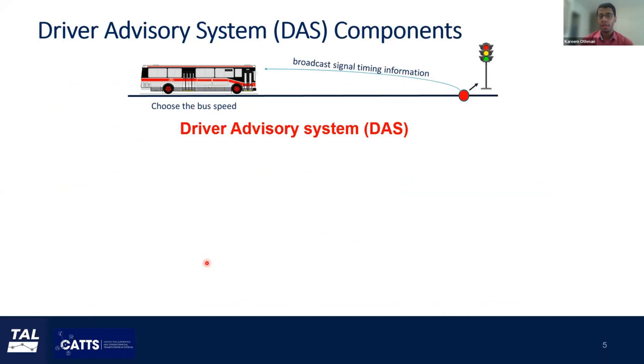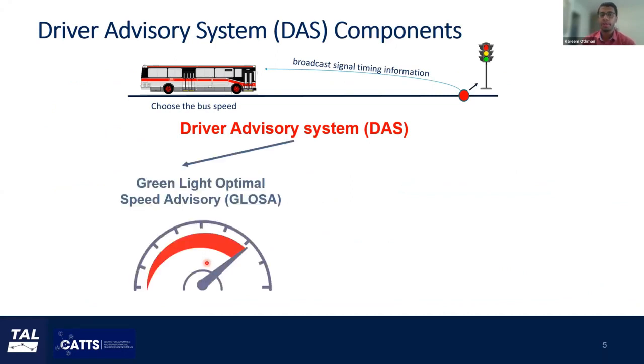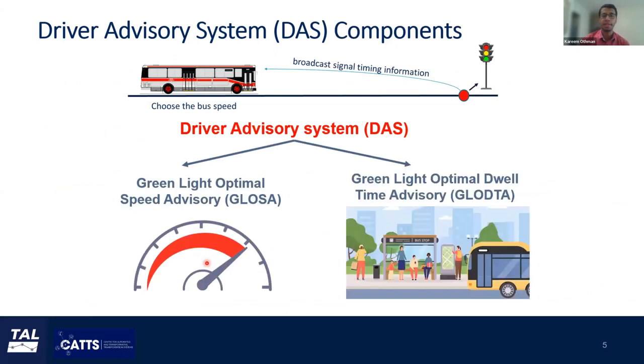And in our driver advisory system, we have two main components. First is GLOSA, and the second is GLODATA. GLOSA refers to green light optimal speed advisory, and GLODATA is green light optimal dwell time. So what really happens here is that we use GLOSA to advise the bus driver with the traveling speed, and we use GLODATA to advise the bus driver with the expected dwell time to avoid any intersection stop.